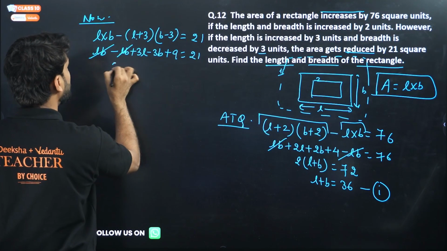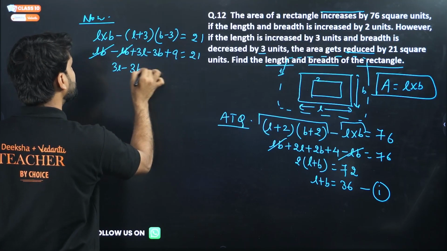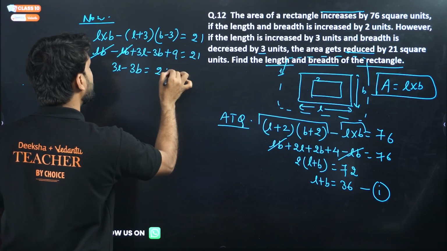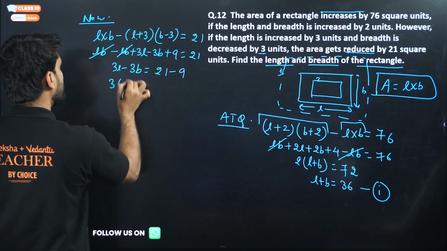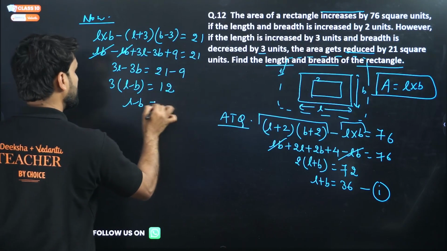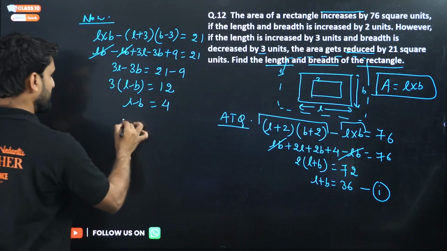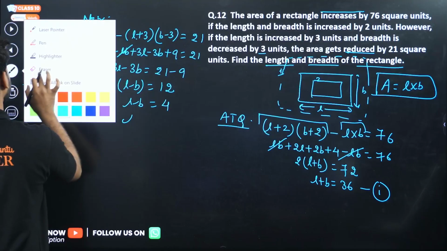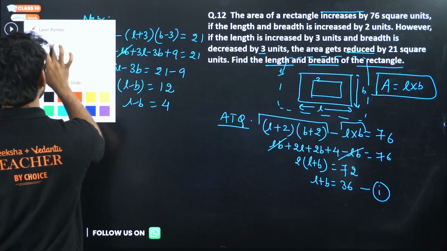So we are getting here 3L minus 3B, which equals 21 minus 9. Can we take 3 as common? So L minus B will be equal to 12 divided by 3, so L minus B equals 4. Now, this is the second equation. Please call this the second equation.